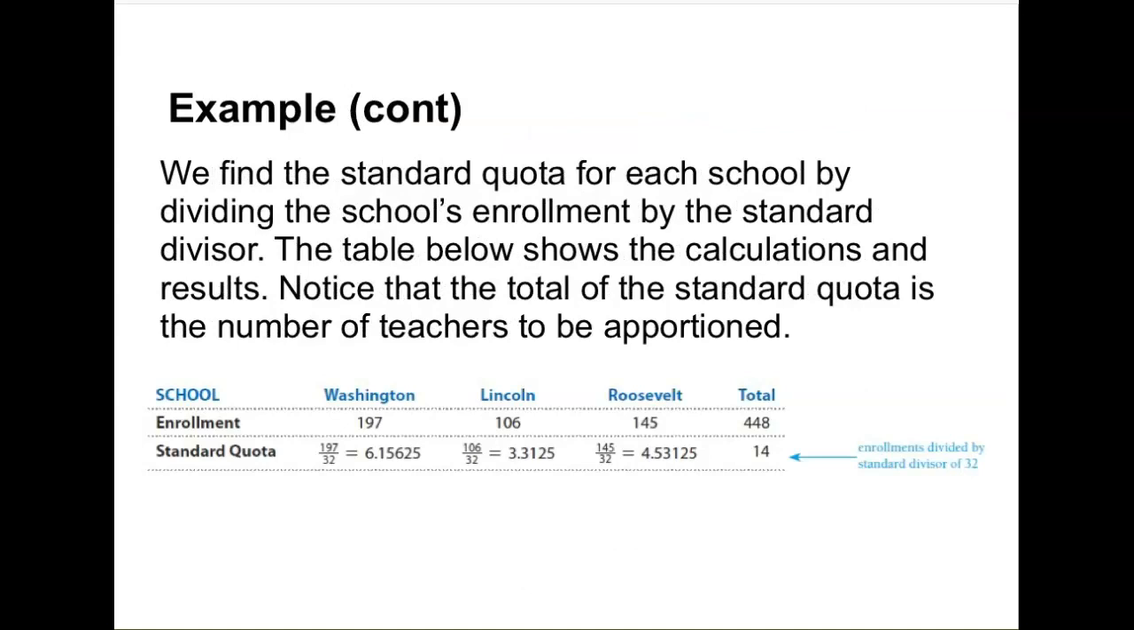All right, and so here's our enrollment. So these are like our student populations for the schools in the district. And so the first thing you would want to do is find the standard divisor, which would be, let's first add up and find the total number of students, the total population of students, which they already did for us, right? If we add the students at Washington to Lincoln to Roosevelt, that gives us a total of 448.